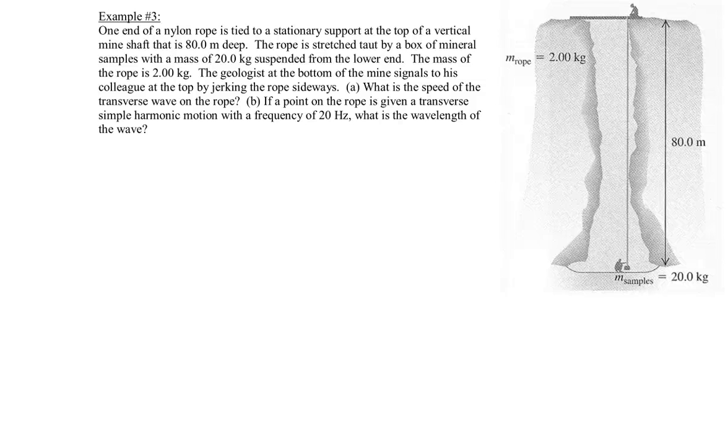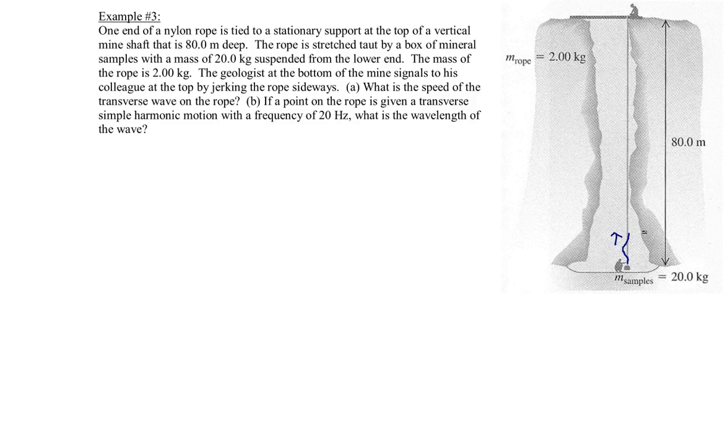Welcome to example 3. We have an example of mineral samples that are being pulled up through a mine shaft, and this is a nylon rope. Down on the bottom here we have a 20 kilogram mass that has been hoisted upwards, and there's a geologist down here at the bottom, and what we're looking for is the speed of the wave. So if this geologist were to send a wave pulse up here, how fast would this wave be moving upwards?